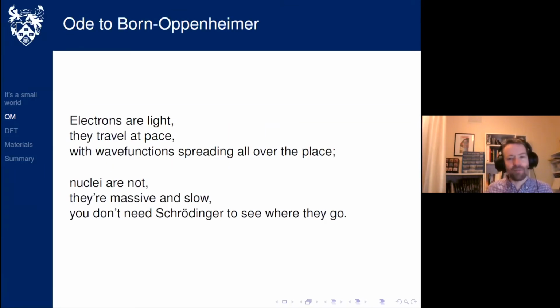Electrons are light. They travel at pace with wave functions spreading all over the place. Nuclei are not. They're massive and slow. You don't need Schrödinger to see where they go. So there you are. That's my little ode to the Born-Oppenheimer approximation.